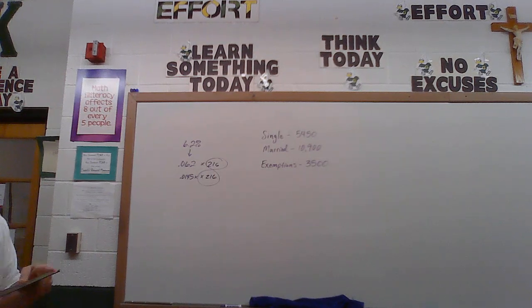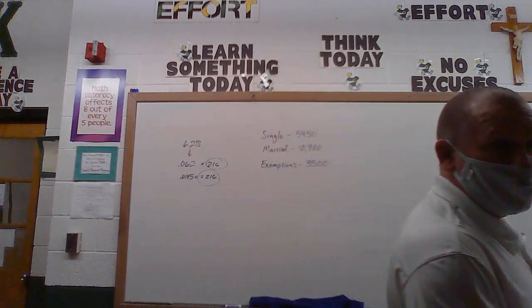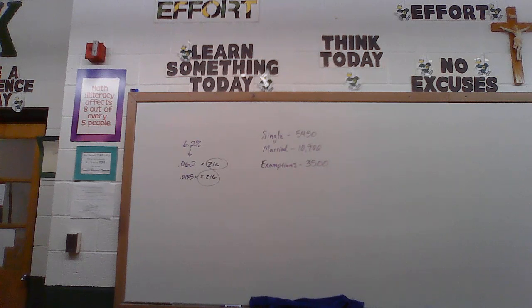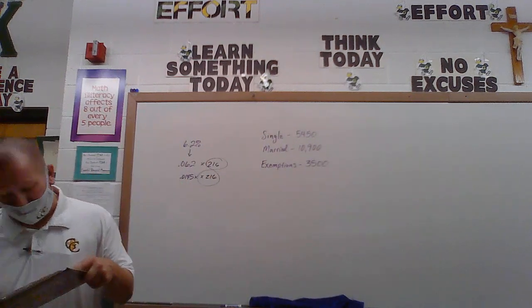So, number 13, she's talking about Jorge, who had $38,000 in adjusted gross income. So they've already adjusted it some other way. He might have had his child care in there or whatever. He took a standard deduction of $5,400 and one exemption for $3,500. What was his taxable income?